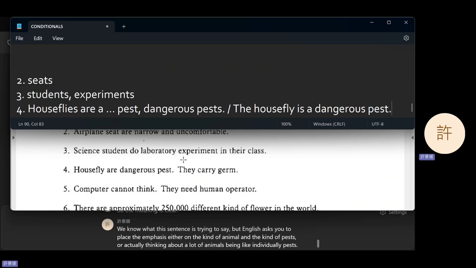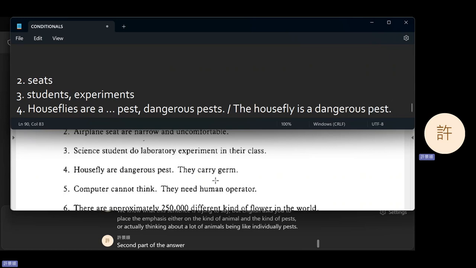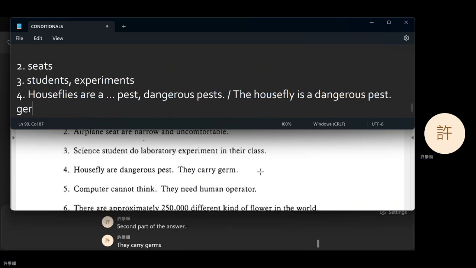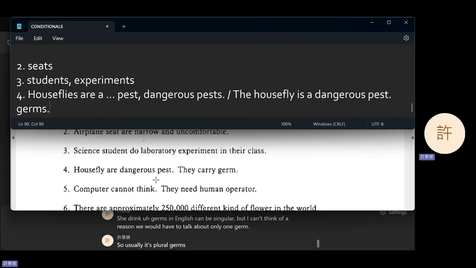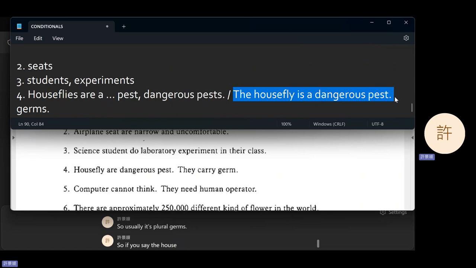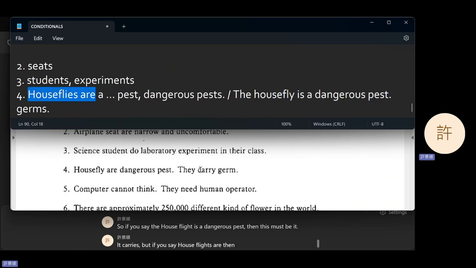Second part of the answer: they carry germs. Germs in English can be singular, but I can't think of a reason we would have to talk about only one germ. So usually it's plural, germs. So if you say "the housefly is a dangerous pest," then it must be "it carries." But if you say "houseflies are," then you can say "they carry."